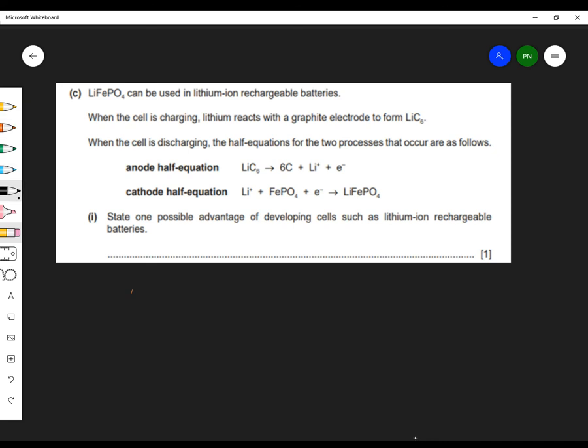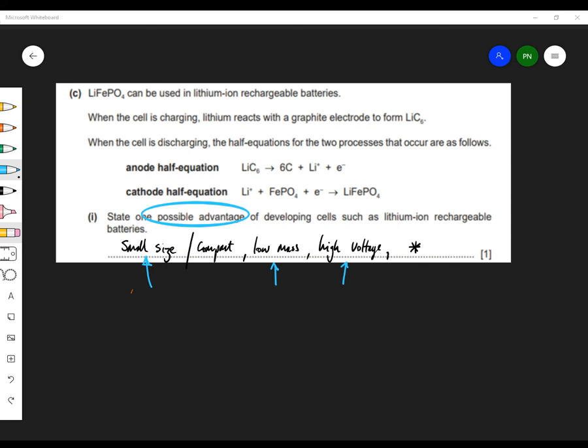Now, you just got to learn these. I wouldn't have got this either, don't worry. But small size, that's one. Compact, in other words, they're small. They're low mass. They have a high voltage. Any of these would have given you one. They're the ones from the answer scheme. But if you ever have to do this, one possible advantage, always go for small, low mass, because lithium has a relatively low mass and high voltage. Let me stop this and do the next bit for you.